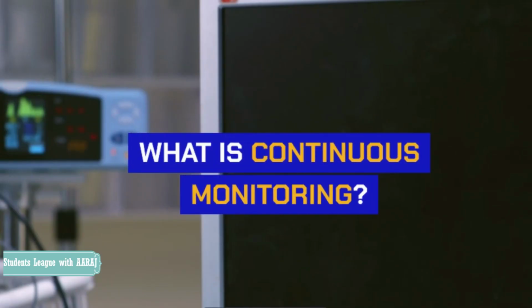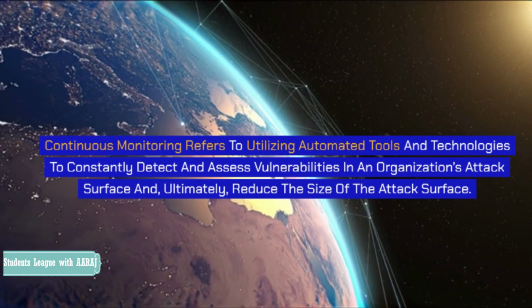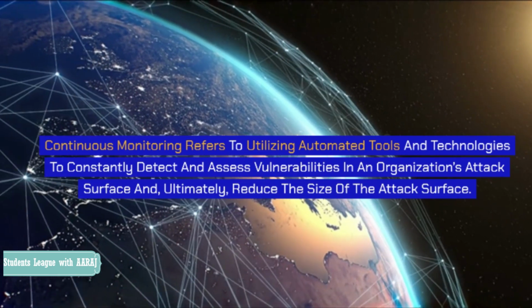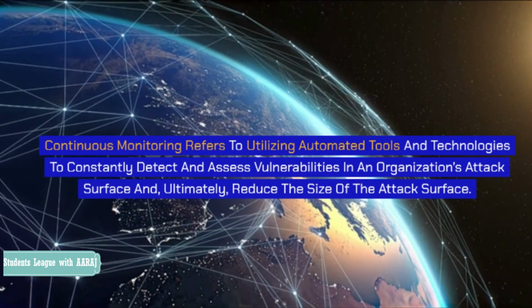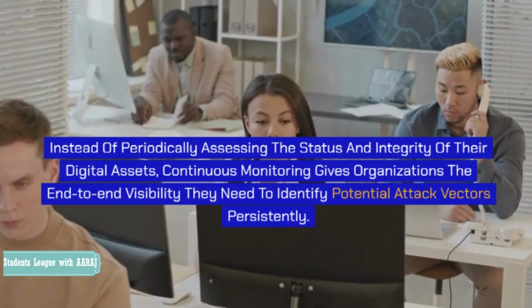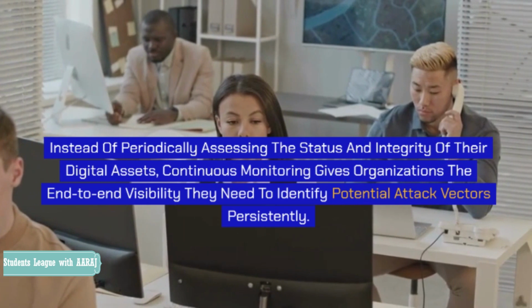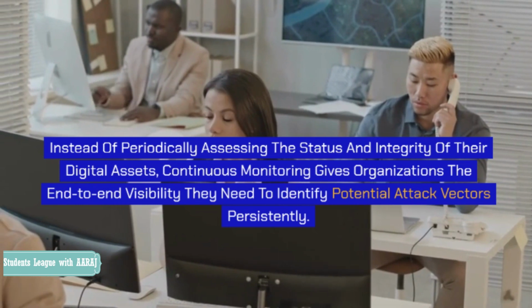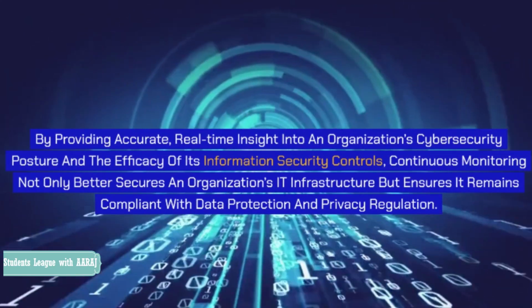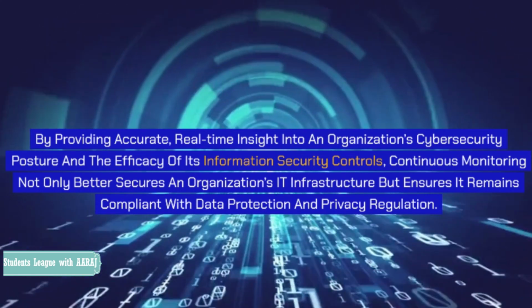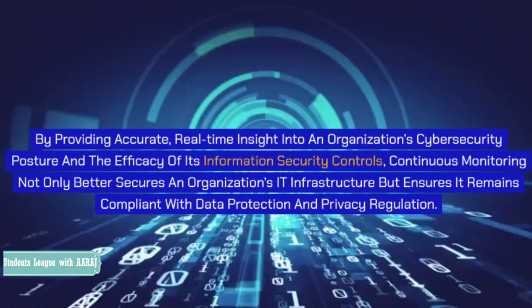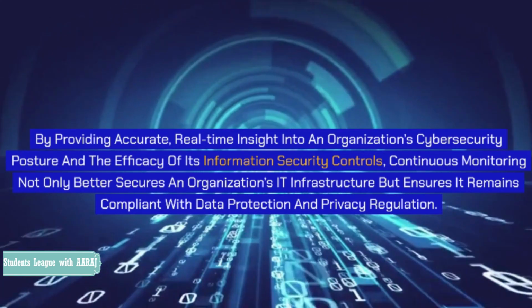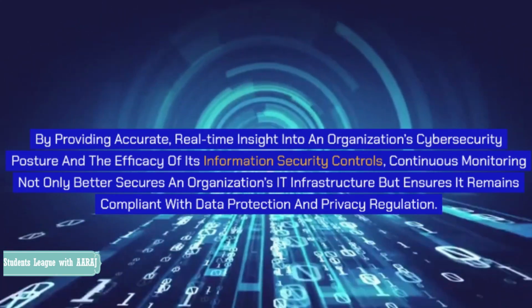What is continuous monitoring? Continuous monitoring refers to utilizing automated tools and technologies to constantly detect and assess vulnerabilities in an organization's attack surface and, ultimately, reduce the size of the attack surface. Instead of periodically assessing the status and integrity of their digital assets, continuous monitoring gives organizations the end-to-end visibility they need to identify potential attack vectors persistently. By providing accurate, real-time insight into an organization's cybersecurity posture and the efficacy of its information security controls, continuous monitoring not only better secures an organization's IT infrastructure but ensures it remains compliant with data protection and privacy regulation.